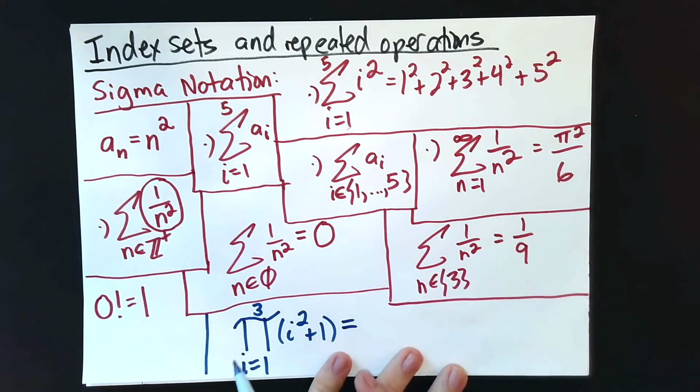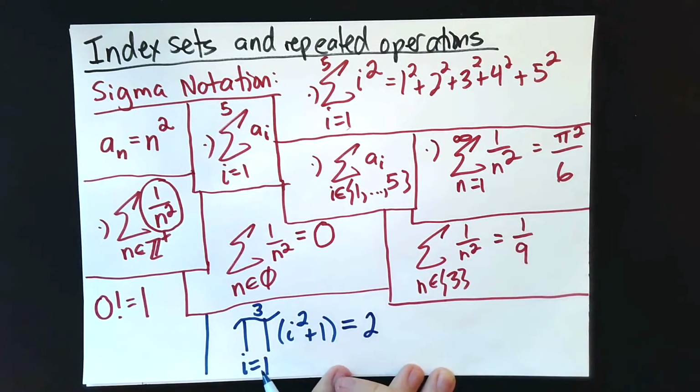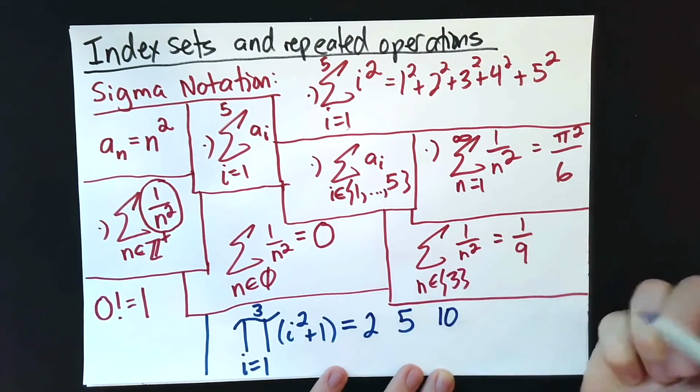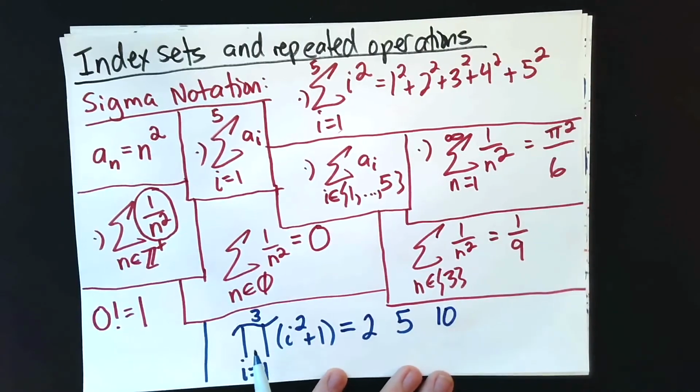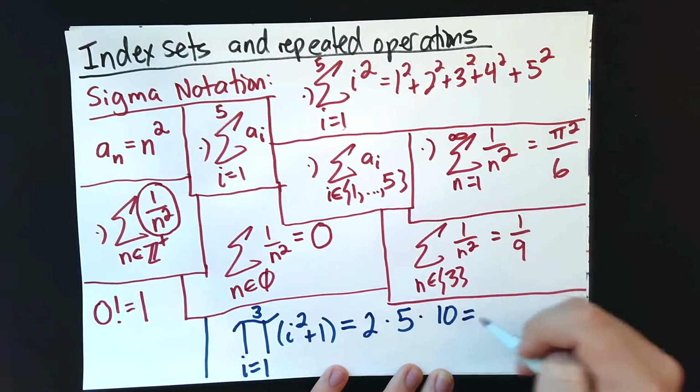So in this instance, if I plug in i equals 1, I get 2. If I plug in i equals 2, I get 5. And if I plug in i equals 3, I get 10. And I'm supposed to now, because this is a pi, multiply these together. And so that is to say I would get 100.